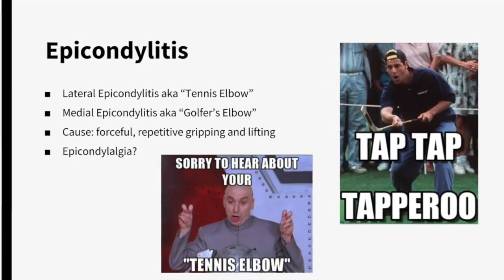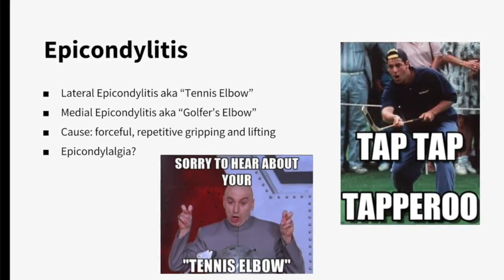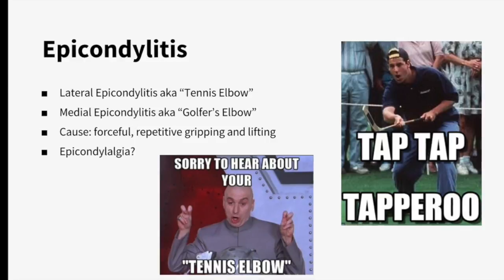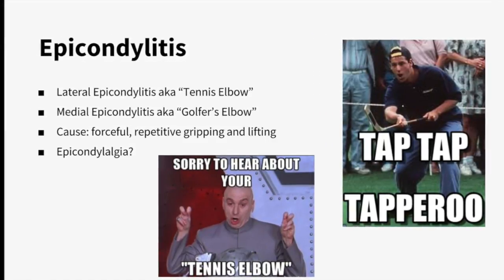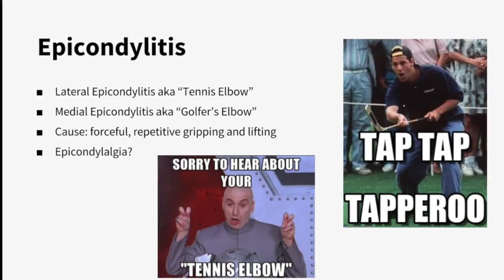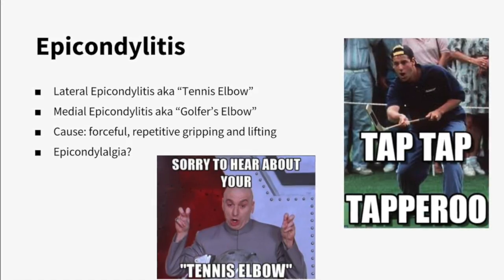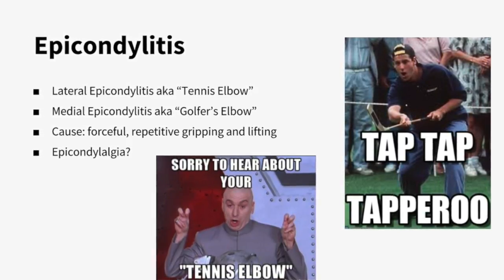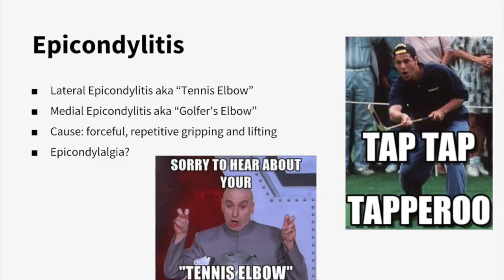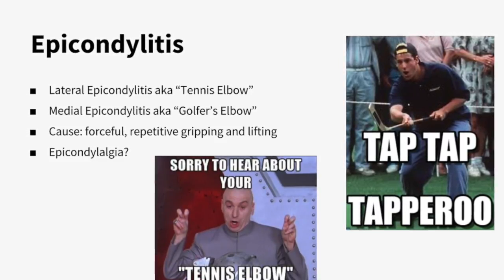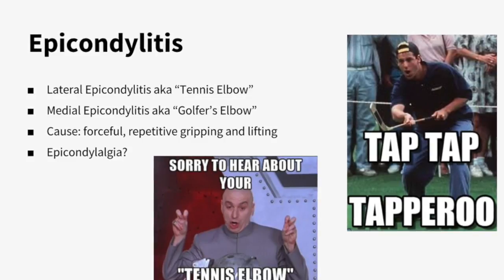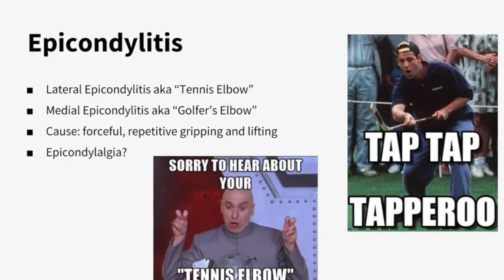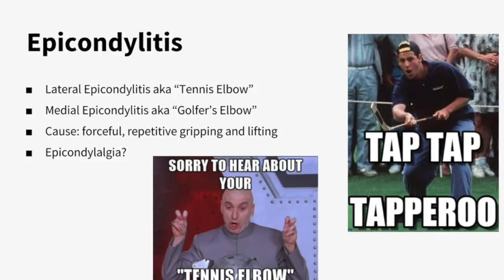These pathologies are caused by forceful, repetitive gripping and lifting over time. It typically occurs in men and women over the age of 40 and affects about 1 to 3% of the U.S. population each year. However, recent studies have shown that the physiological response that occurs in the tendon is not an inflammation process, but rather a degenerative process. So healthcare providers have begun the switch to calling this diagnosis epicondylalgia. But for today's purpose, we will call it epicondylitis.